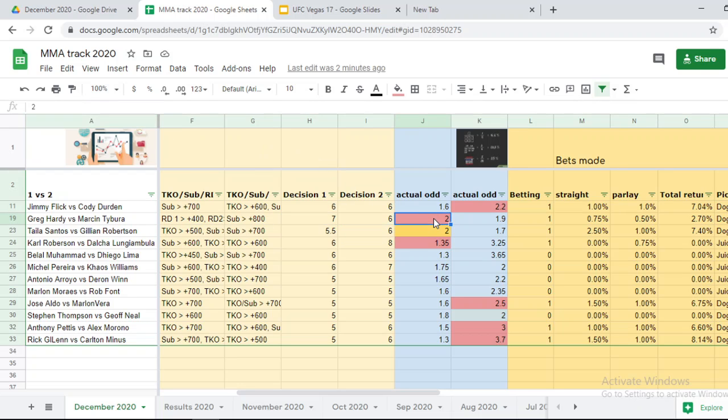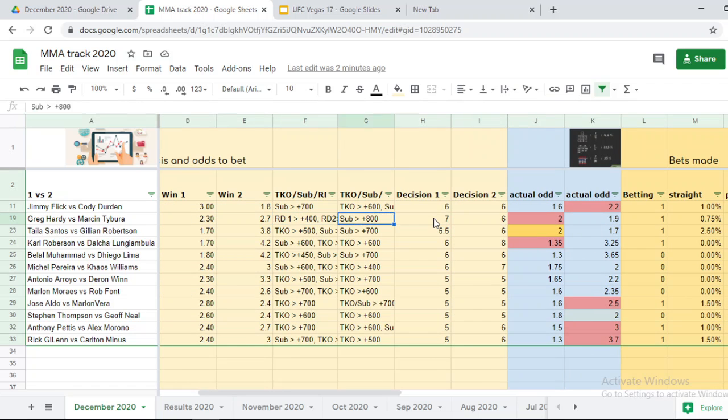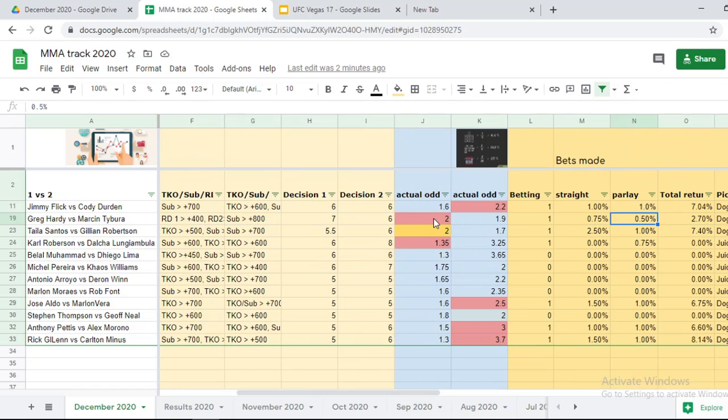It turns out that the lines opened nearby a pick'em. Some bet houses I found were like pick'em for Tybura. For Hardy I got him at plus 100, at even money, so I decided to bet, even though this doesn't match too much. Like I told you, it's just a guideline for me. At the end, I'm feeling quite confident on Hardy.